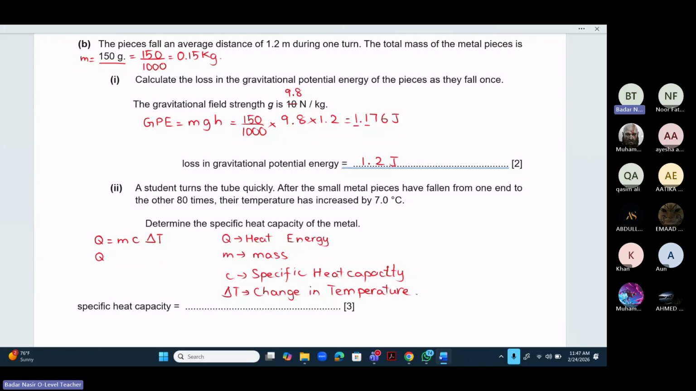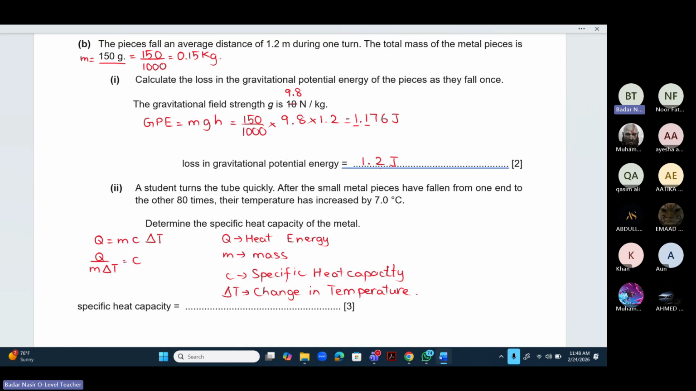Okay, so if I make small c the subject, small c is Q over m delta T. So Q is the heat energy, and the loss in the gravitational potential energy that we calculated is going to be converted into thermal energy. अब बेटा अगर आप कोई पिछले पार्ट का आंसर यूज करोगे, so we don't have to use the rounded off value, we have to use the exact answer.